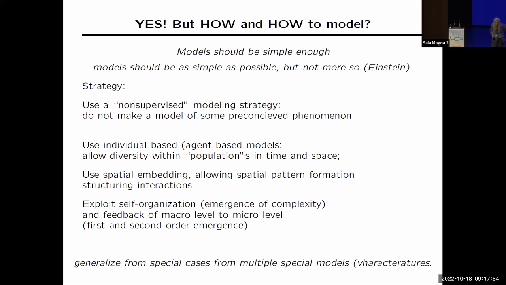Okay, and then last but not least, exploit self-organization, which can happen, and which is a way to say an emergence of complexity, and the feedback of that complexity on the primary entities which are modeled. So that we have first and second order emergence.